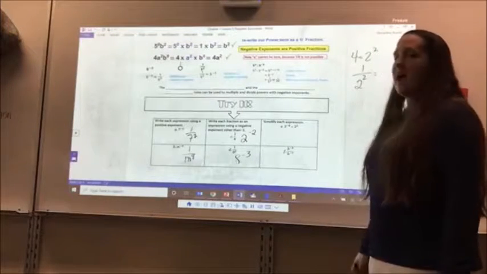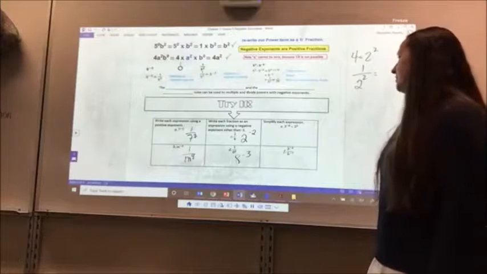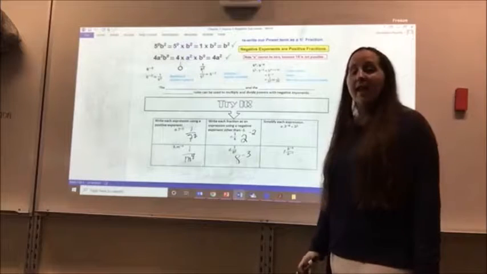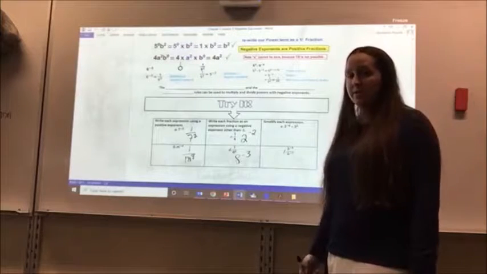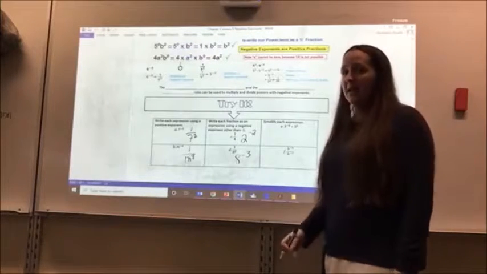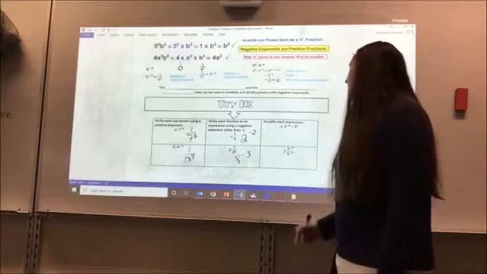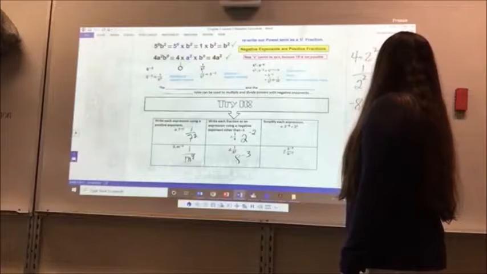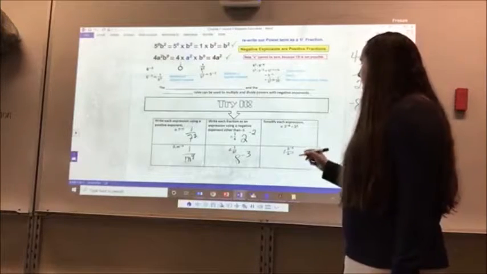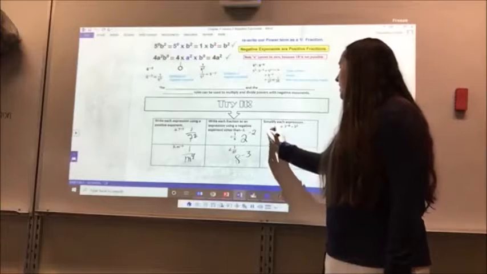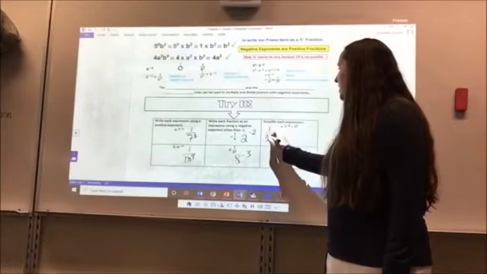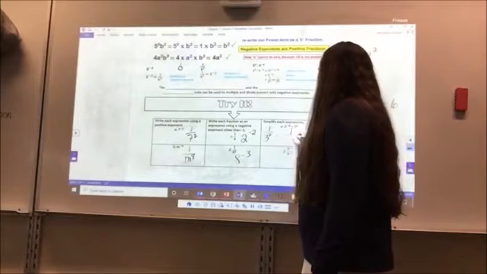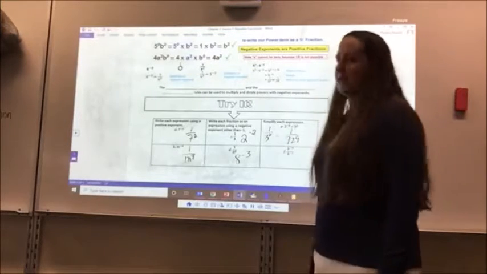Letters E and F ask us to simplify each expression. Letter E says 3 to the negative 8 times 3 squared. They both have the same base, so I can use the power of powers rule. This tells me I can add the exponents together. Negative 8 plus 2 gives me negative 6. I can then rewrite that as 1 over 3 to the 6th power, which when I simplify, I get 1 over 729.